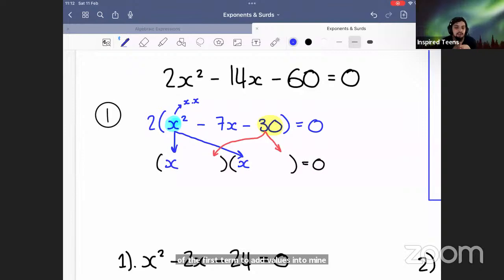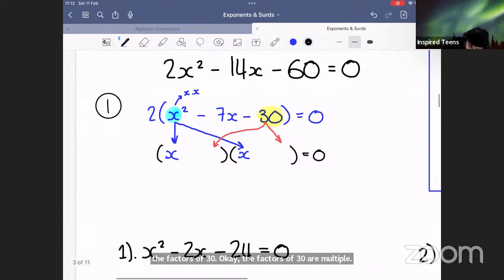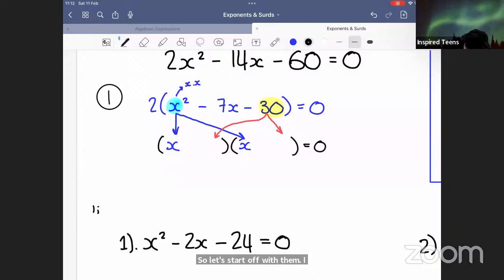Now let's talk about the factors of the last term. The factors of 30 are multiple, so let's start listing them. I have 1 and 30.